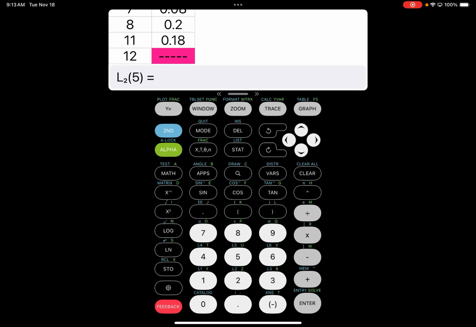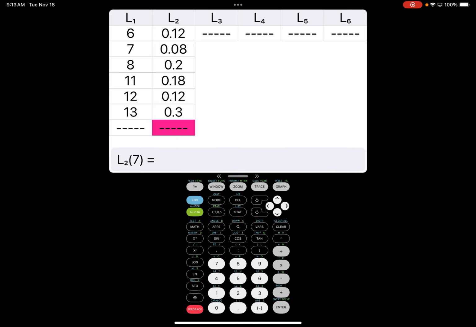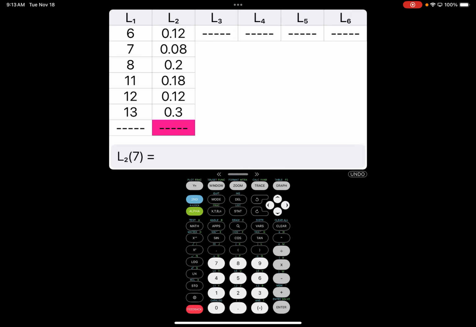So 0.18, 0.12, and 0.3. Now, a lot of people ran into errors from their calculator. If there is an error when you run 1-Var Stats, it's mostly because your probabilities don't add to 1 or you don't have a probability for every single outcome. So just go back to your table and double check that you typed in everything correctly.